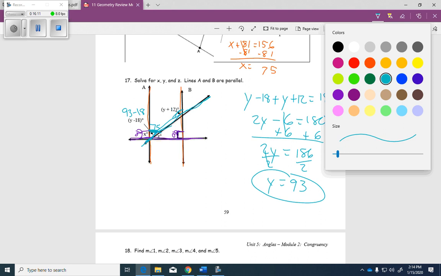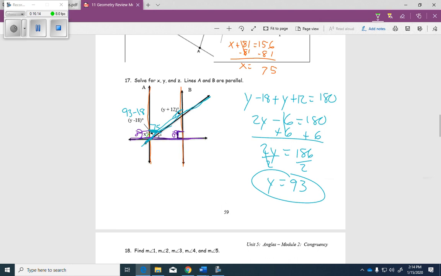Now what I notice is that I have three angles here that make a straight line. So 90 plus 75 plus the z is supposed to be 180 degrees. So 90 plus 75 is 165. So when I solve this equation, I get 15. We're getting there.